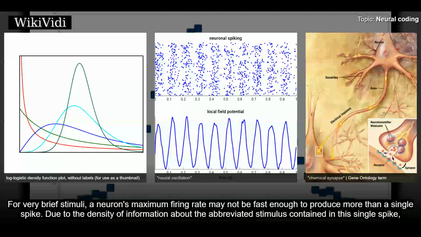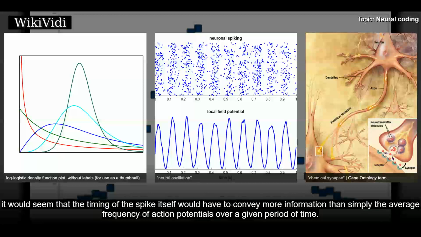For very brief stimuli, a neuron's maximum firing rate may not be fast enough to produce more than a single spike. Due to the density of information about the abbreviated stimulus contained in this single spike, it would seem that the timing of the spike itself would have to convey more information than simply the average frequency of action potentials over a given period of time.